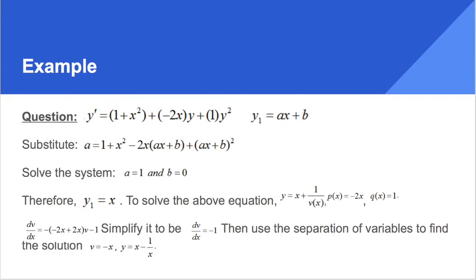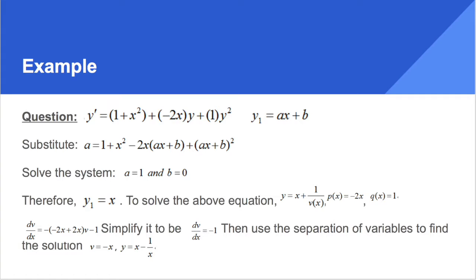First, we suppose one of the solutions is y1 equals ax plus b. Substitute the solution and its derivative back into the differential equation. We have a equals 1 plus x squared minus 2x times (ax plus b) squared. Solving the system, we have a equals 1 and b equals 0. Going back to the given solution and plugging in a and b, we have y1 equals x.